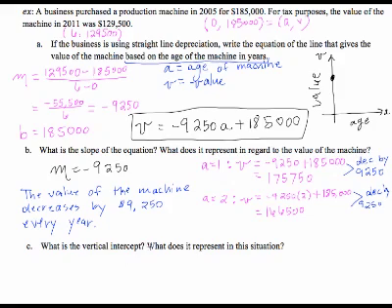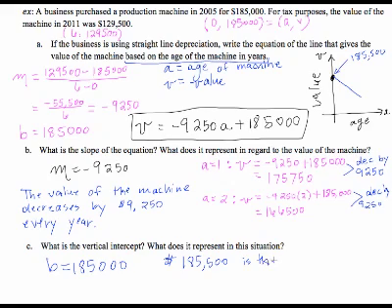Okay, what is the vertical intercept? That's the y-intercept, right? We already talked about that. So that's 185,000. What does it represent? Well, that's the initial value, right? So the dollar amount, $185,000, is the initial value of the machine.